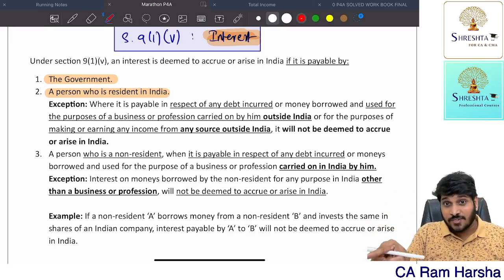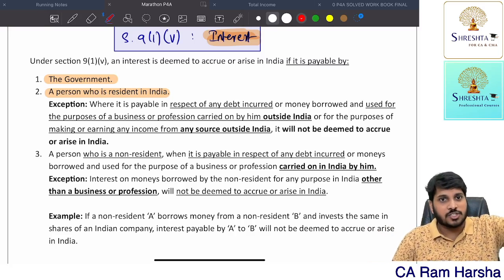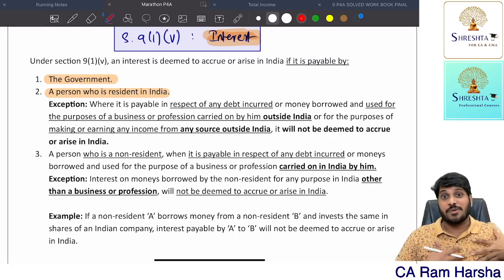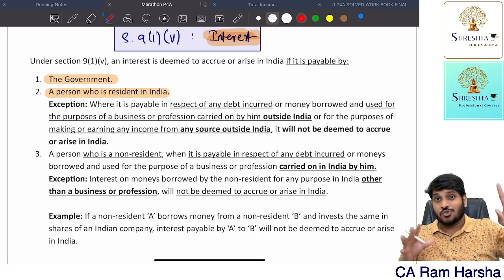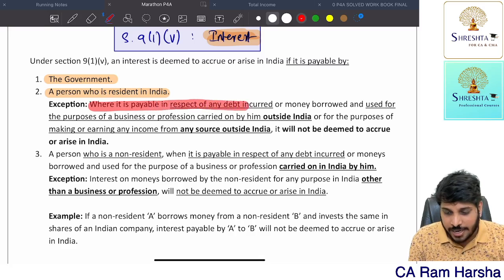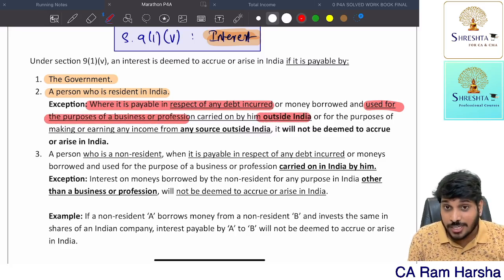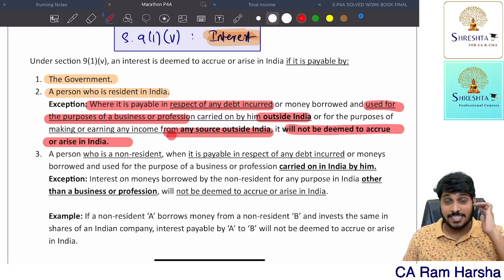But not so. Whatever loan I gave him, he invested that in London. So in London, he purchased some property or some business. He invested there completely. From that business, he is getting profit. Out of that, he is paying me interest, which means I am getting interest income from the business where he invested in London. Source is not in India. So where the interest is payable in respect of debt which is used for the purpose of business outside India, or for any other source outside India, it is not deemed to accrue or arise in India. It is not treated as Indian income.